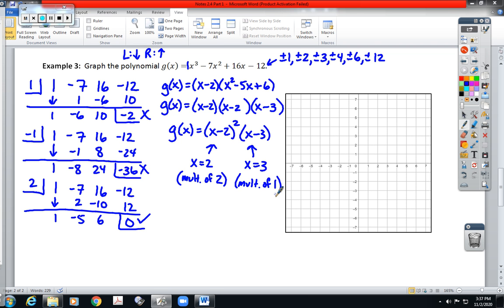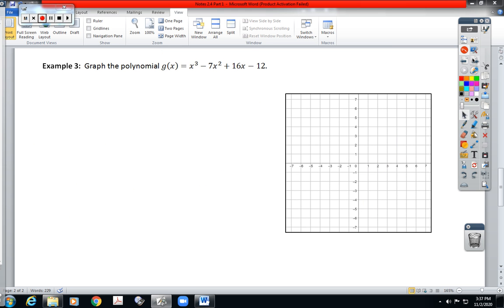So again, we know the end behavior. The left end points down, the right end points up. We know that it touches, but does not cross the x-axis at positive 2. And we know that it crosses the x-axis at positive 3. So we're starting low. We come in, we touch at 2, then we cross at 3, head up and off the graph. We have one more example to do here in order to finish up this set of notes.